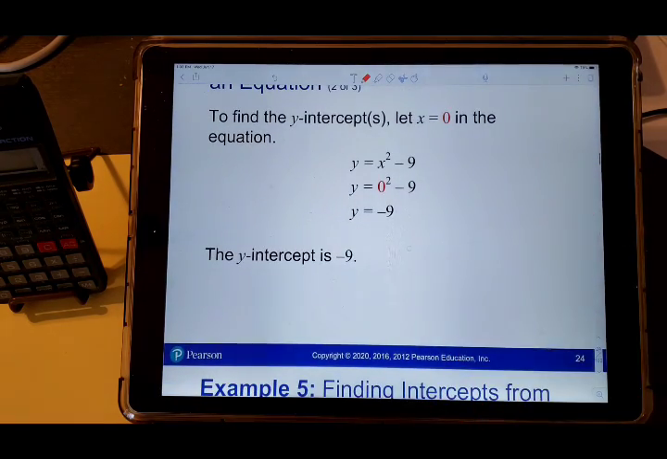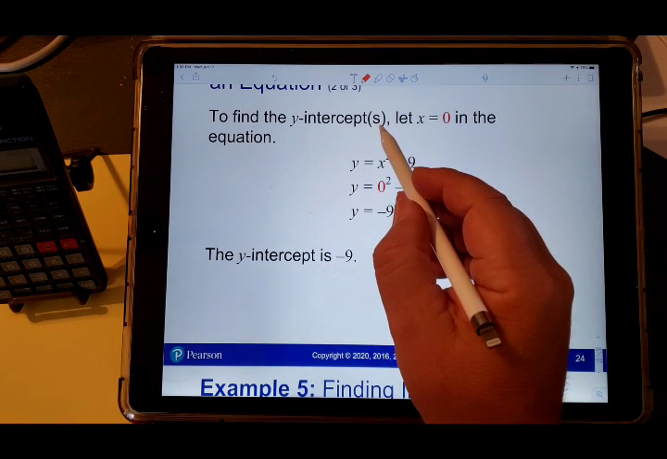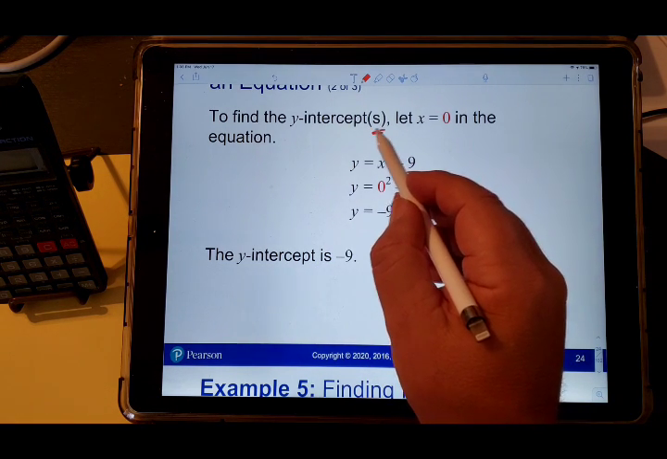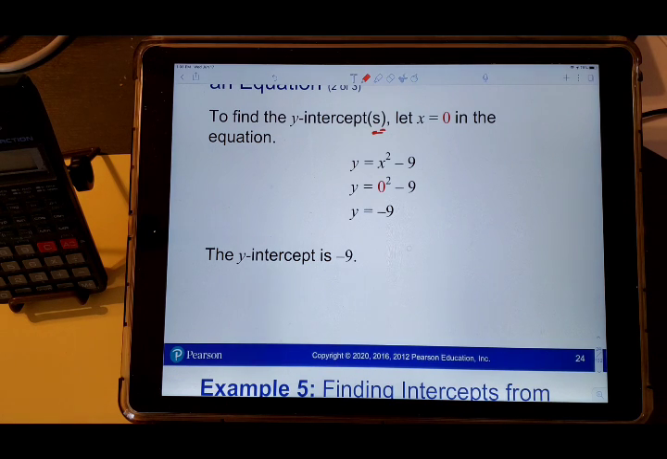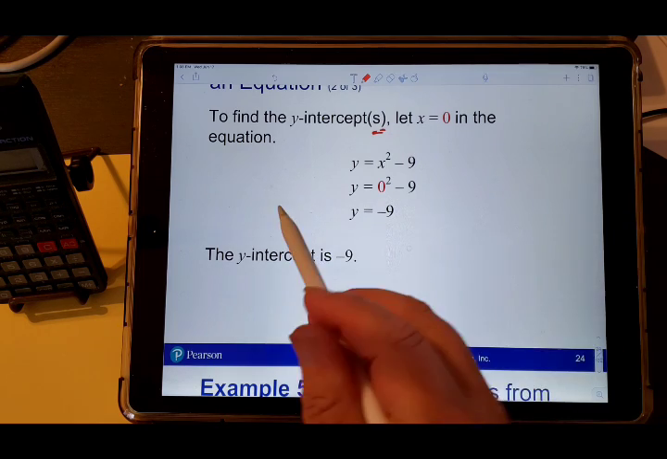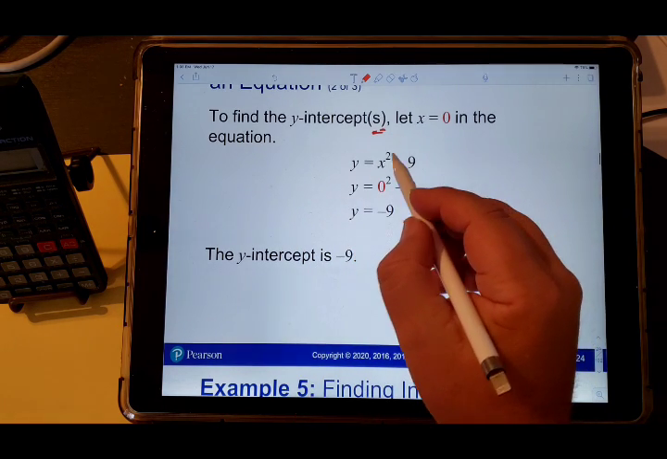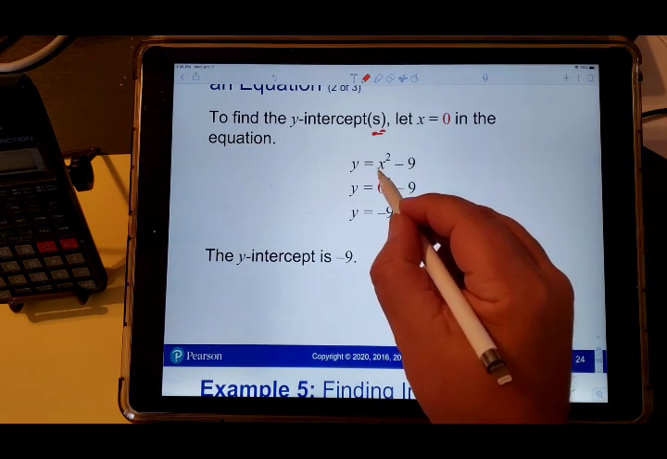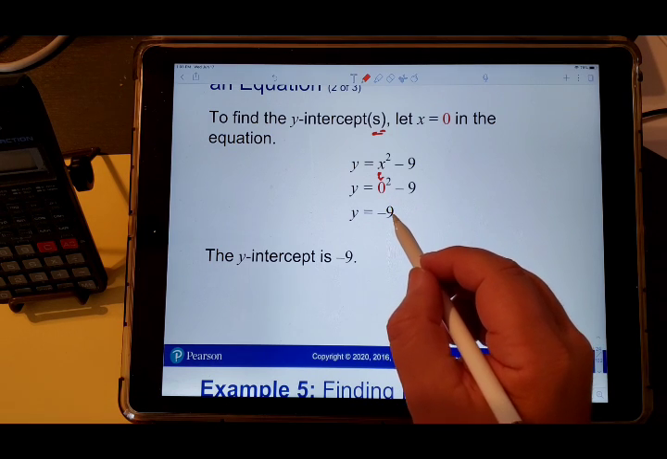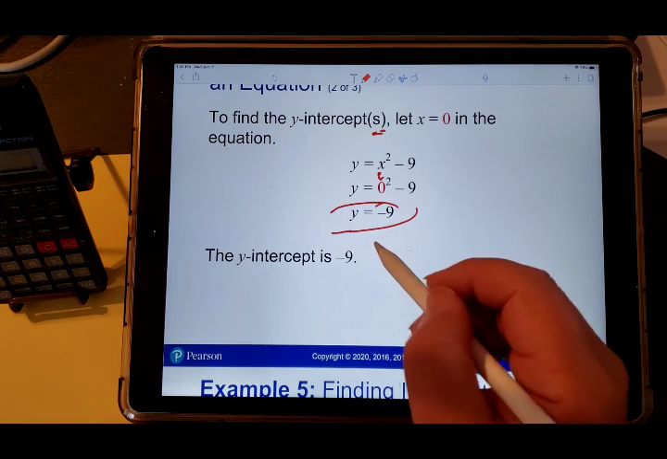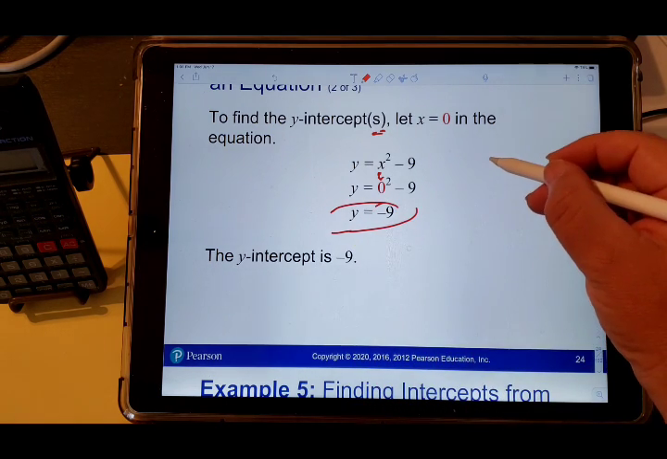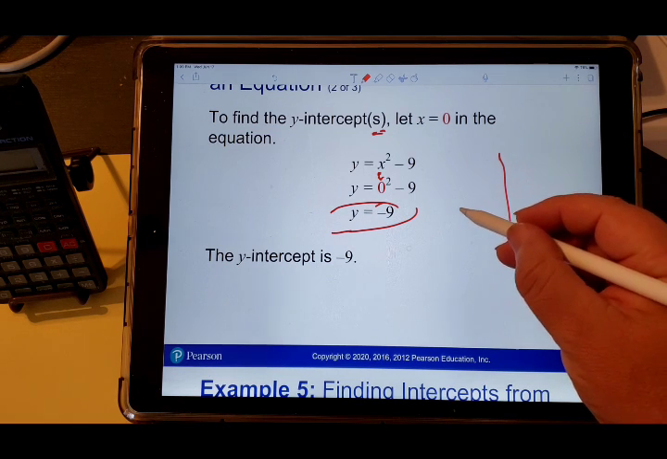Next step, let's find the y-intercept. Now, when they say y-intercepts, it's usually just one. I'm not going to say it's always one y-intercept, but because of something called the vertical line test, expect one intercept for most of the graphs we do. But we're just going to replace x with 0. And what do we get? Y equals -9.